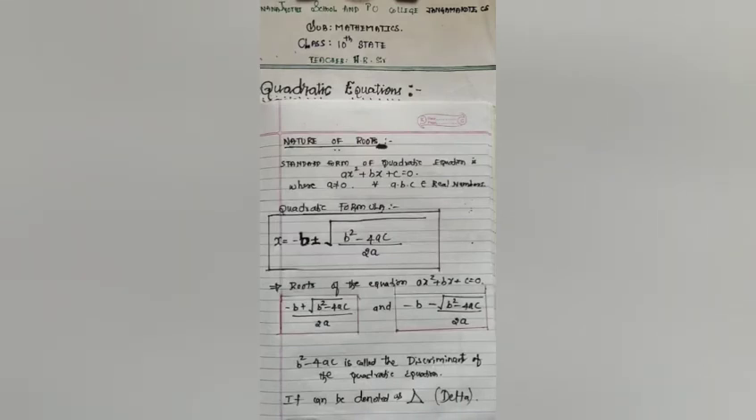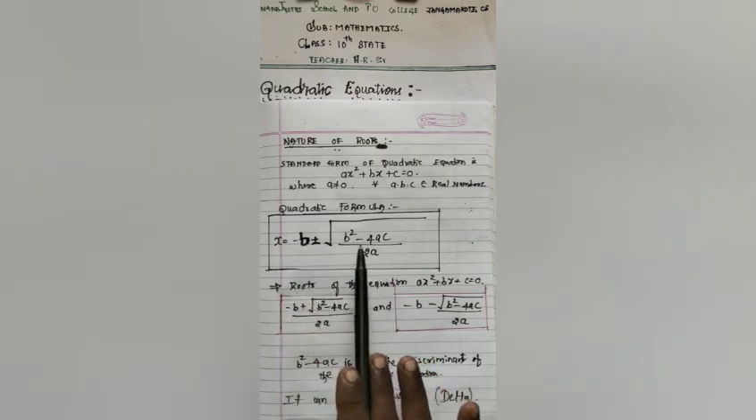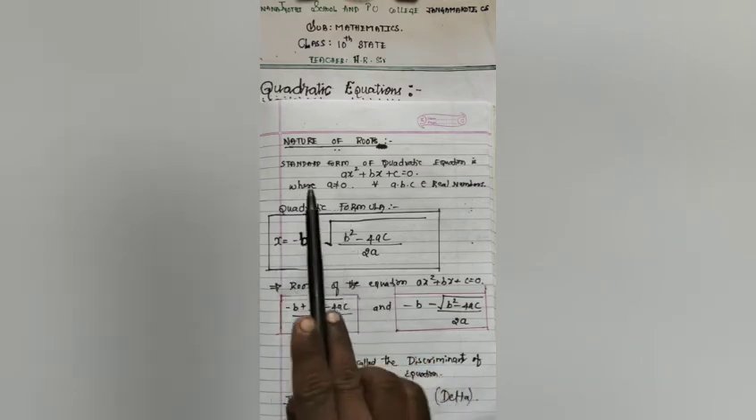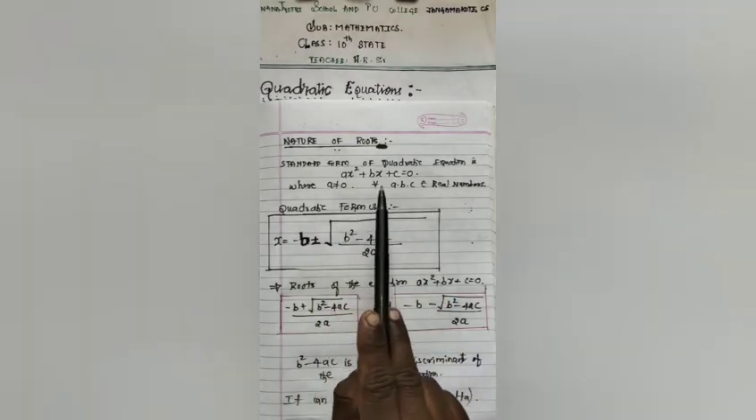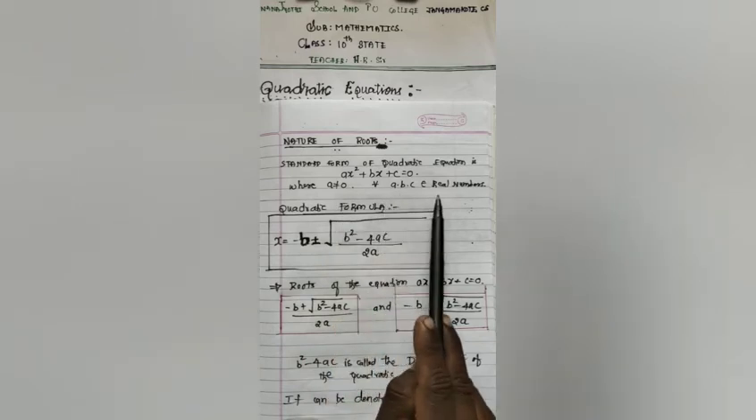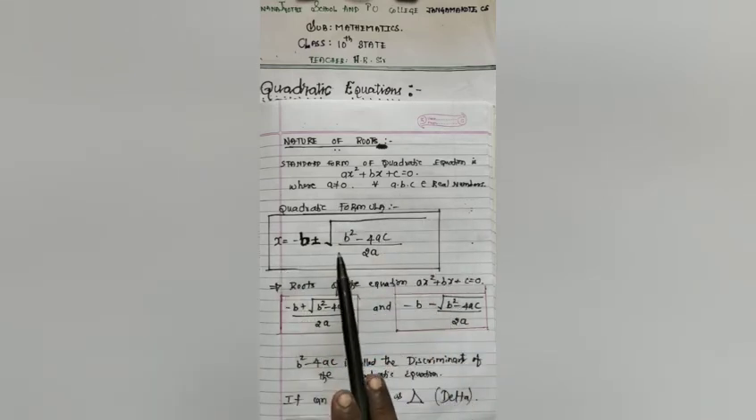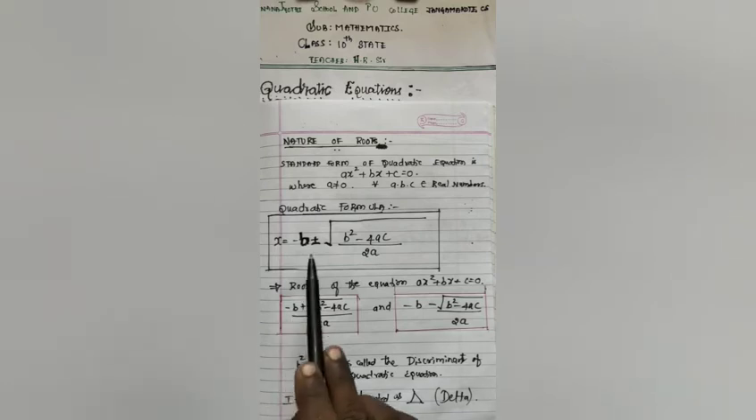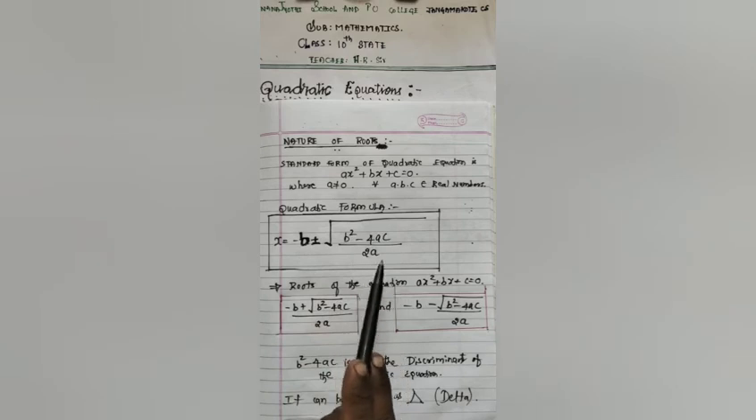Let me start now. So the quadratic formula is x equals minus b plus or minus square root of b square minus 4ac divided by 2a, right? So this is known as the quadratic formula. We know that the standard form of a quadratic equation is ax square plus bx plus c equals 0, where a is not equal to 0 and a, b, c belong to real numbers, right? So a quadratic equation can have at most two roots, that is minus b plus or minus square root of b square minus 4ac divided by 2a.